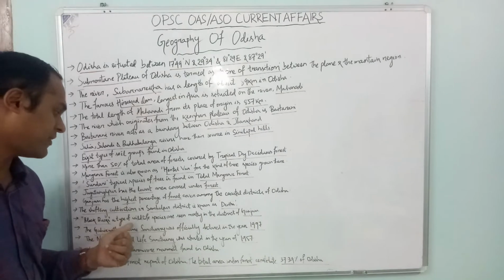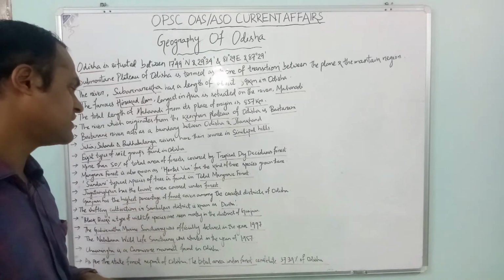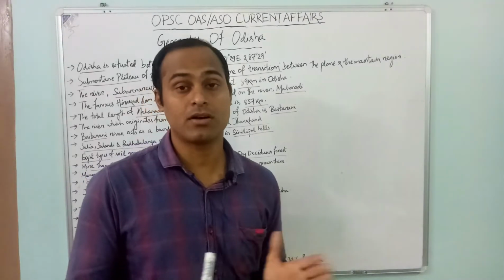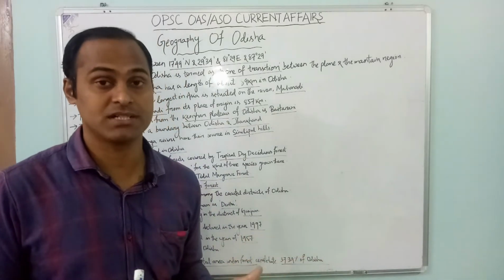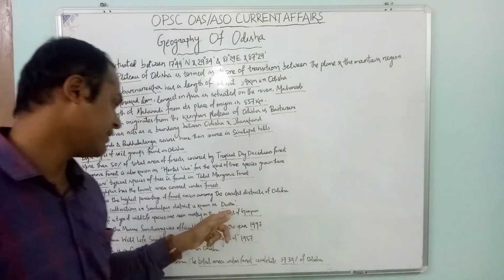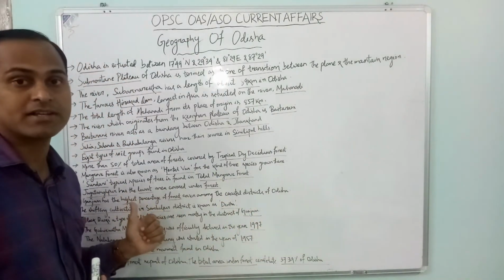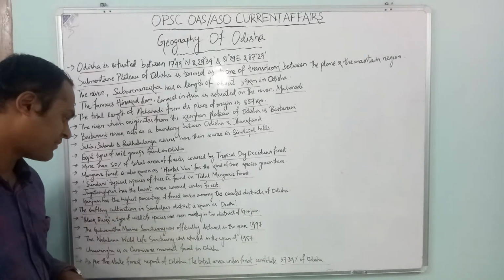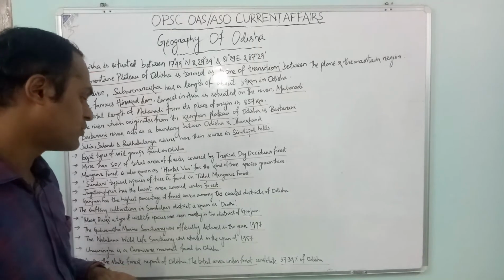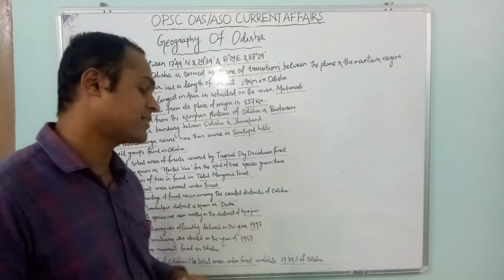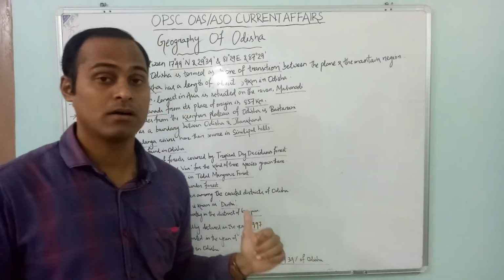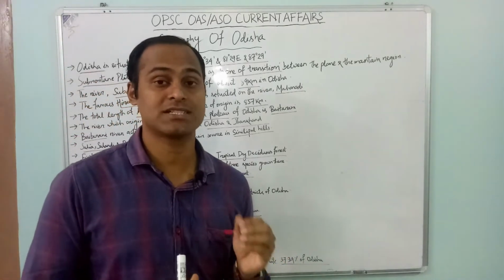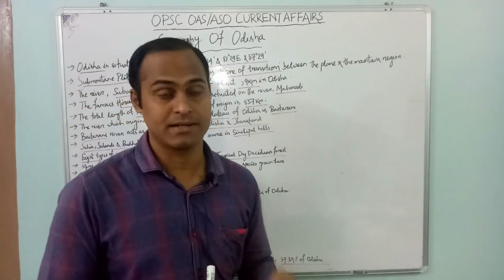Then the shifting cultivation in Sambalpur district is known as Dedi. Shifting cultivation in Sambalpur district is known as Dedi. Then after that, the blackbuck, a wildlife species, is seen mostly in Ganjam district. This blackbuck is a species found mostly in Ganjam district.